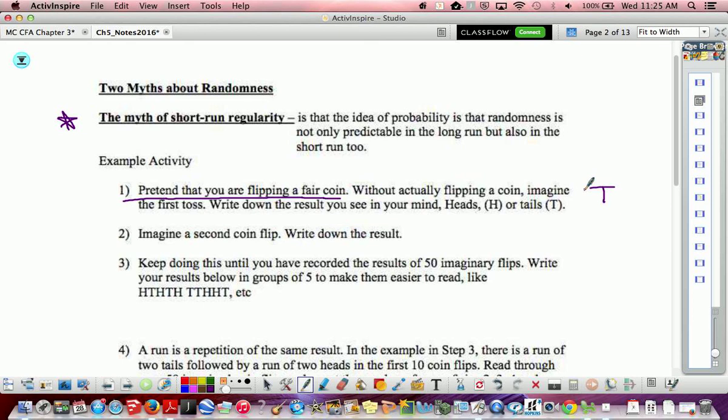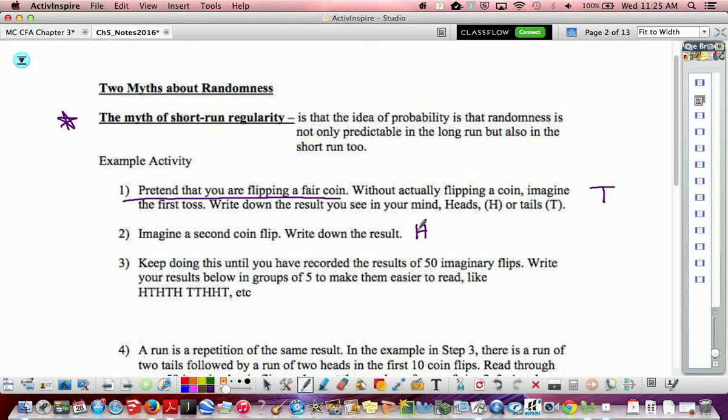Okay. So now, imagine a second coin flip. Imagine having that coin in your hand. Toss it up in the air, catch it, flip it, look at it again. Okay, what do you get? Write that result here. All right, everybody got there too?